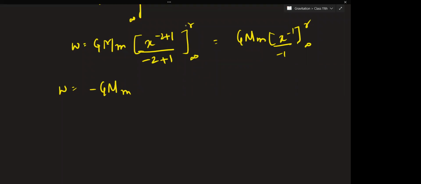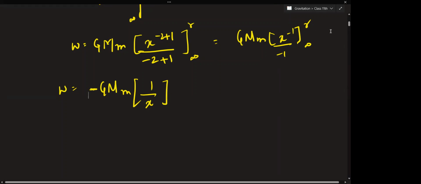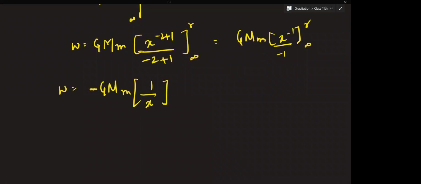Work done will be minus capital G, capital M, small m. I can write x to the power minus 1 as 1 by x to eliminate this power, and the negative I've already written here. Because x to the power minus 1 is there, it is better I bring it in the denominator. It's easier to integrate. Now put upper limit minus lower limit.